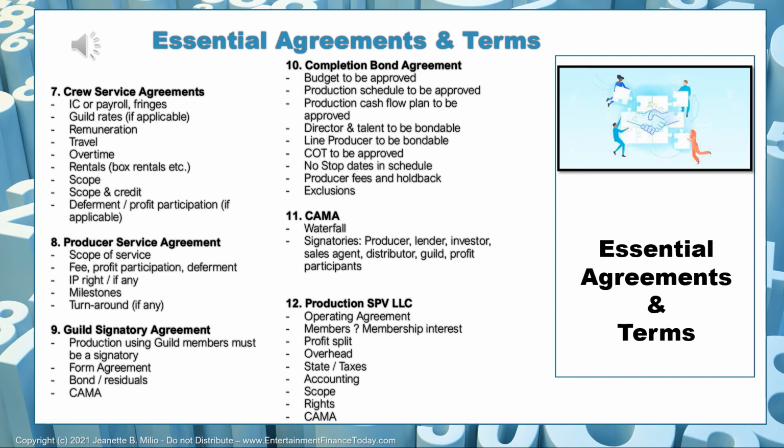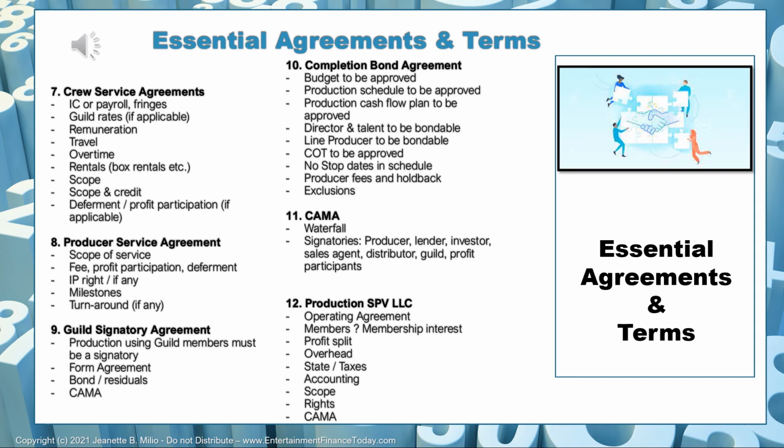And then there are the production agreements in relation to the SPV. So what you're going to do is you're going to put together an LLC or another form of a company that handles the production. That way all the agreements that you do would be done with this production entity that handles the movie. So that entity would have to have an operating agreement. If it's an LLC, it will talk about who the members are, who the shareholders are in this LLC.